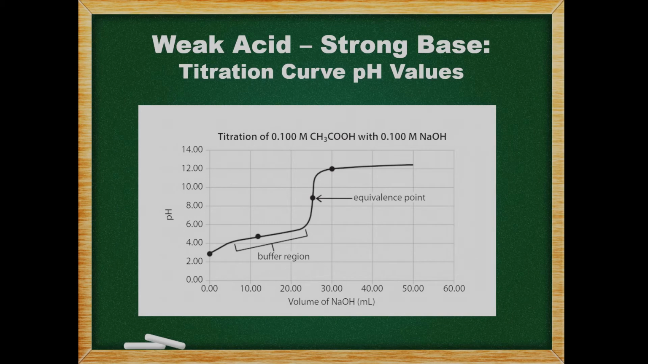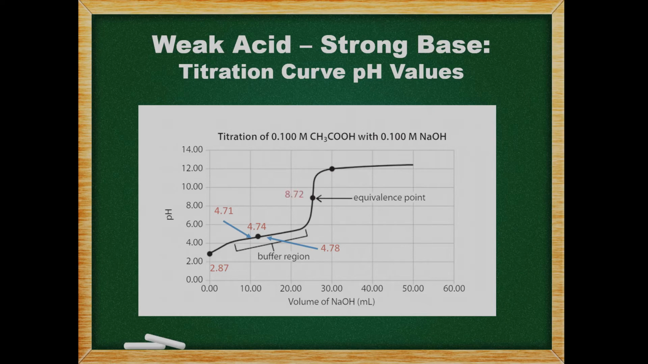Let's briefly take a look at our titration curve to see where we would place our pH values. Before we add any strong base to this solution, it is acidic. The pH is 2.87. Just before halfway to the equivalence point, we can use the buffer equation to come up with a pH of 4.71. Halfway to the equivalence point, the pH is equal to the pKa of the weak acid. This is 4.74. Slightly after halfway to the equivalence point, we get a pH of 4.78.